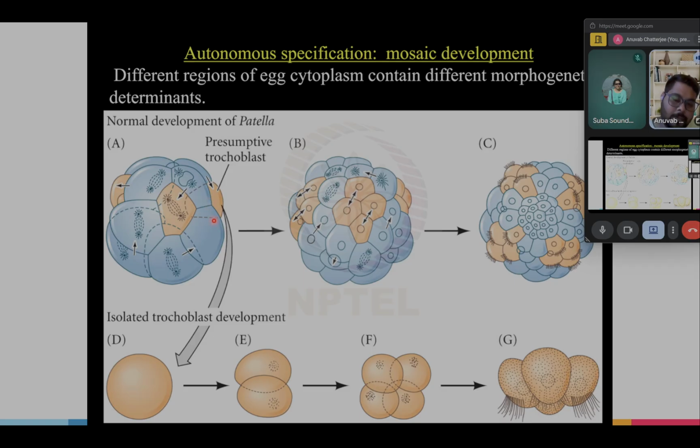Cells know what they are going to form and they are just going to form that. If the embryo is missing some of the cells, it is missing some of the final embryonic structures because those cells cannot be replaced by any other cell. So this is autonomous specification.